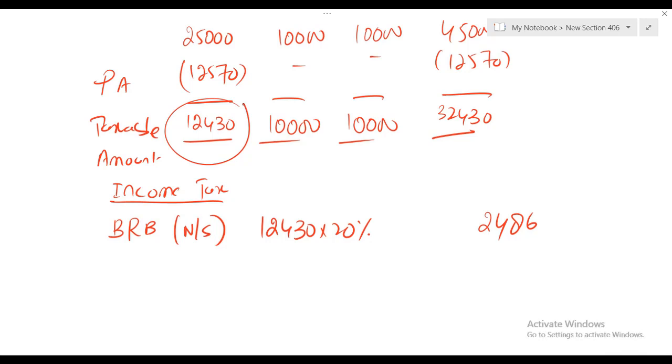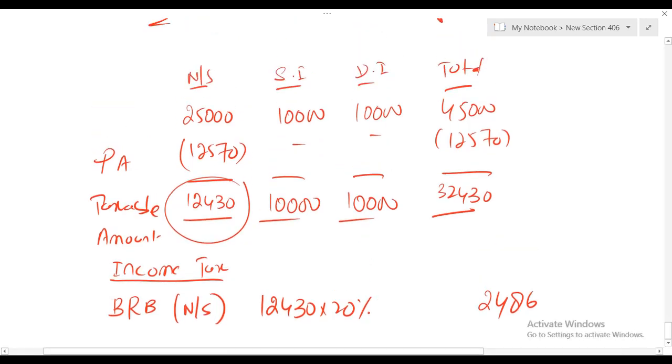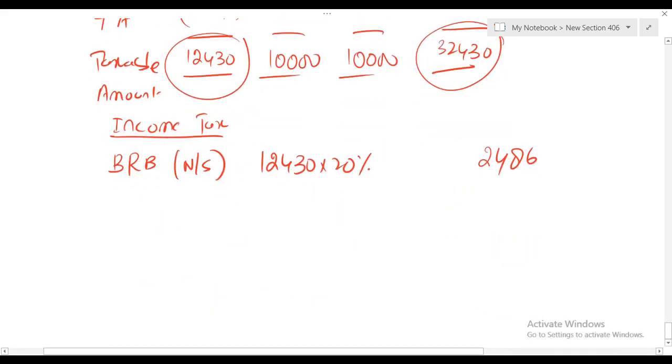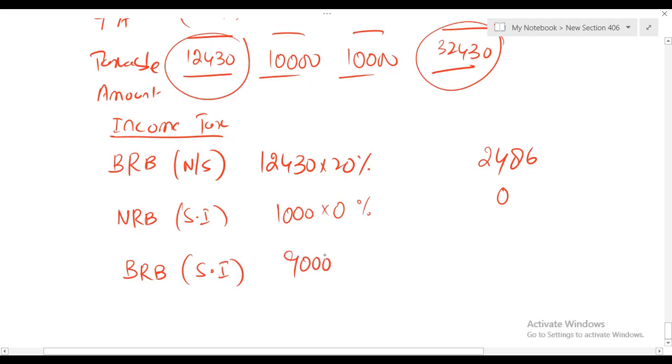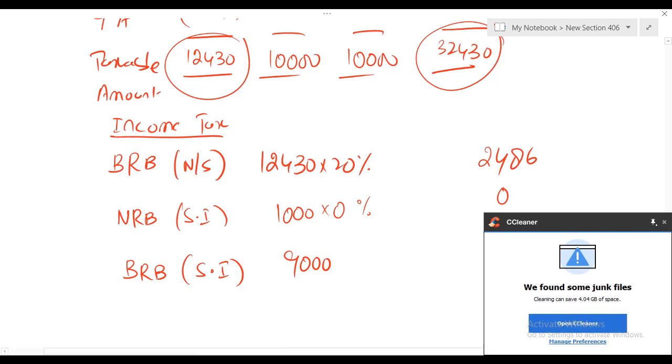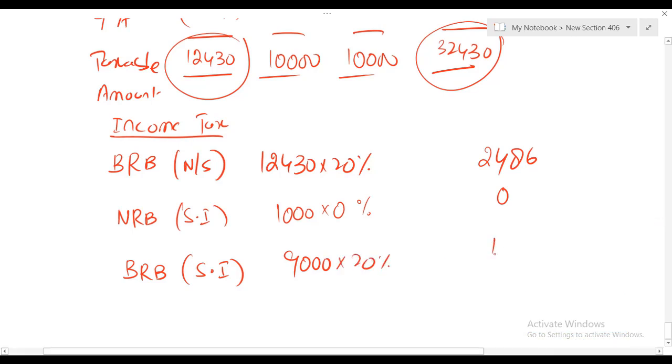So now let's talk about saving income. Now we need to check for the nil rate band. The total taxable income is 32,430, which means this individual is a basic rate taxpayer, and whoever is a basic rate taxpayer gets a nil rate band of 1,000 for saving income. Nil rate band, saving income: 1,000 into 0% is 0. Basic rate band, saving income 9,000. Why? Because we have saving income of 10,000, out of which 1,000 falls in the nil rate band, so we are left with only 9,000 into 20%, which is 1,800.